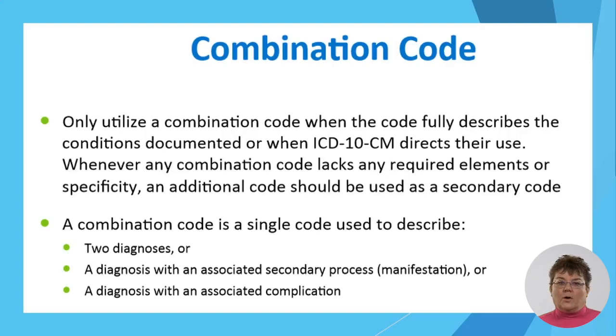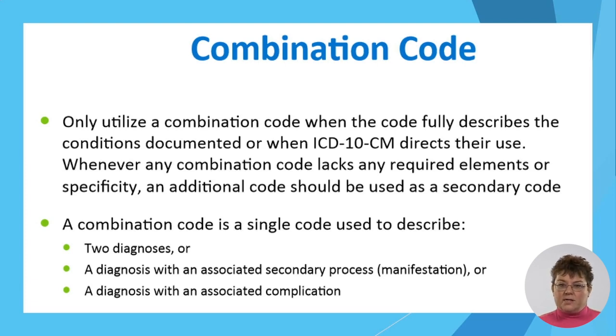Combination code. Only utilize a combination code when the code fully describes the conditions documented. So if it's not in your documentation, it did not happen. Or when ICD-10 or 11 directs their use. And again, as we've noticed in the examples before, your book, your manual, your online guidance, that's what's going to take you to use that other code. You're just not going to open your book and decide to use it. It's almost like following a maze and being a private detective. You have to figure out which code needs to be used next.